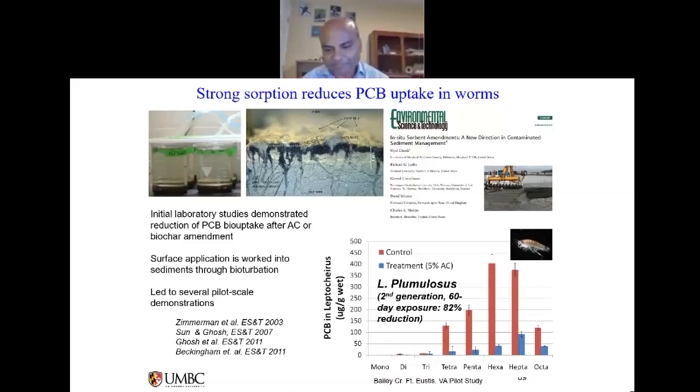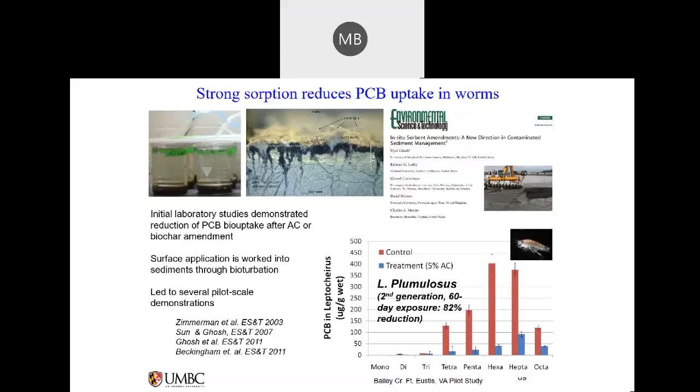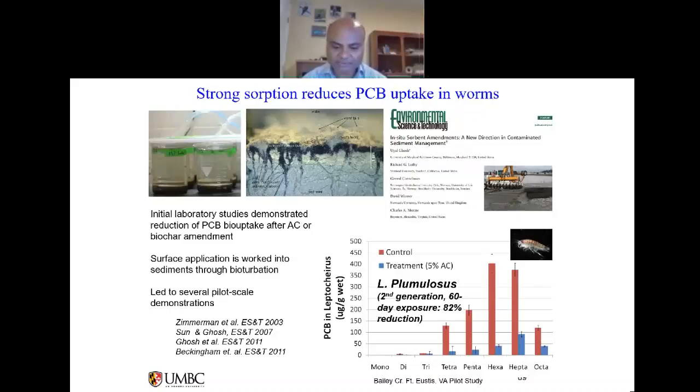But if we add 5% by weight of activated carbon into those sediments and then have the organisms grow in that, we get a big reduction in the uptake in the organisms. And basically what is happening is that the PCBs are getting bound in that carbon so tightly that the organisms are finding it difficult to take it up, even though they are ingesting those sediments, even though they are exposed to the pore water that's at equilibrium with those sediments.